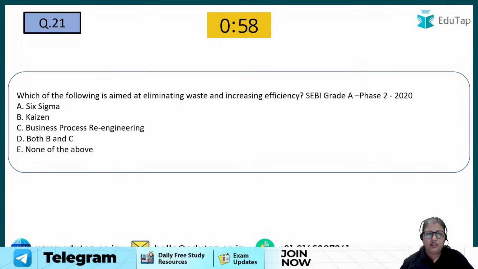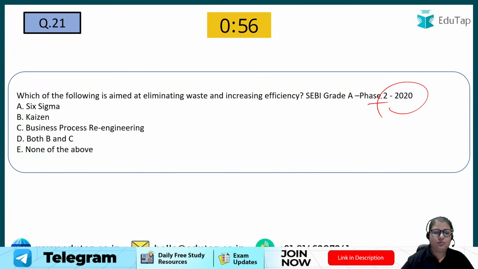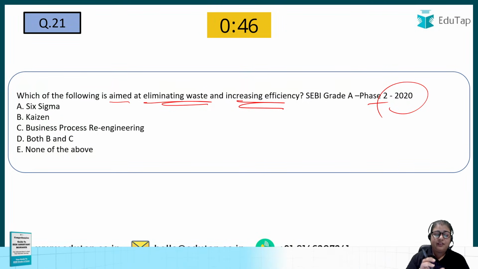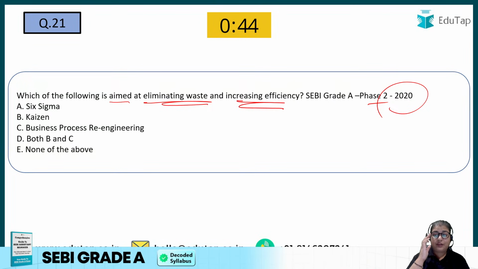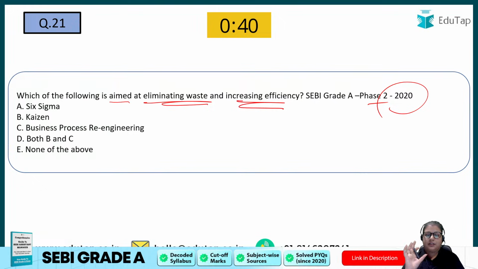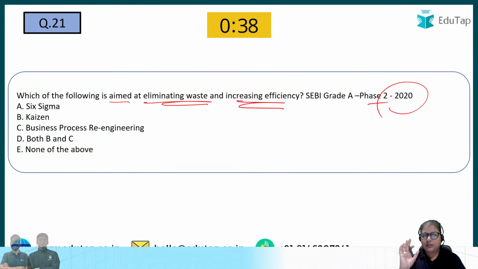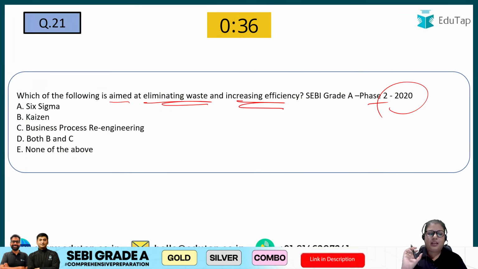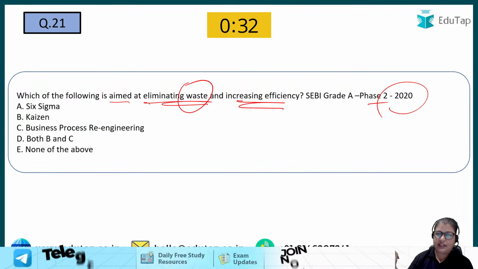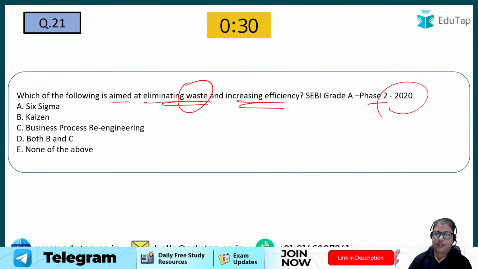Question 21, again a previous year question. Which of the following is aimed at eliminating the waste and increasing efficiency? Although it's very easy to identify the answer, they have given very close options. That is why it can be a little difficult for you to answer, but try to answer this. Which of the following is aimed at eliminating waste and increasing the efficiency?